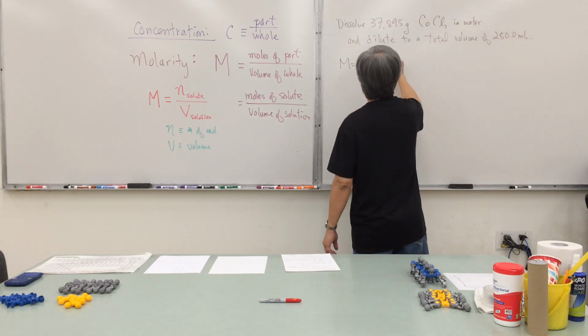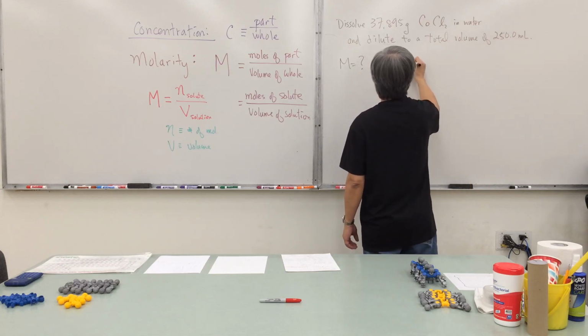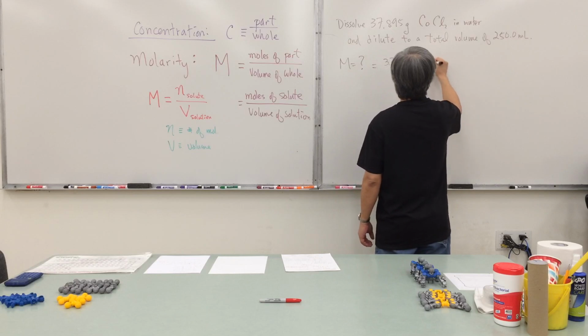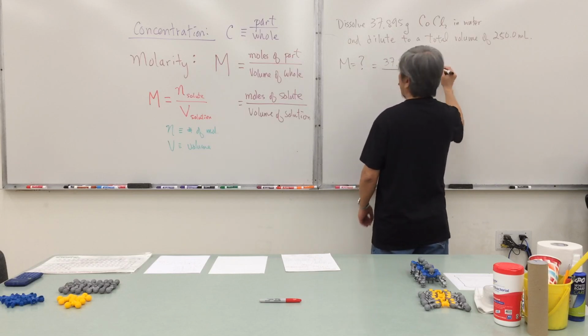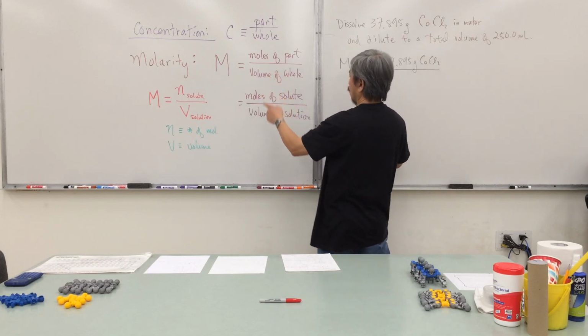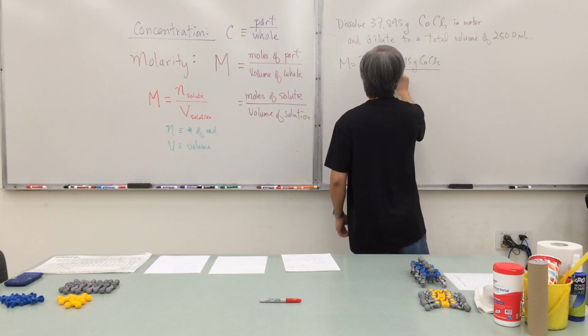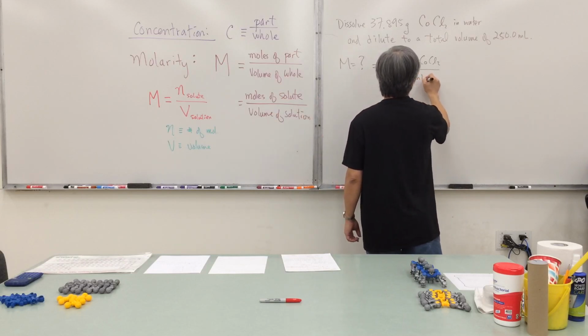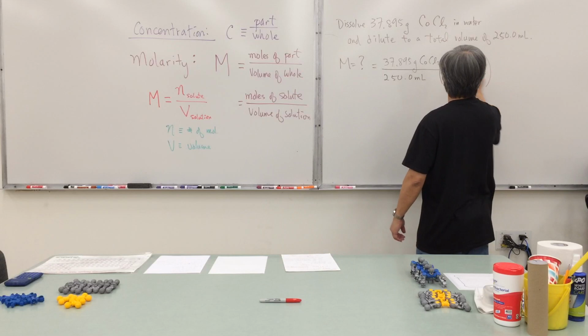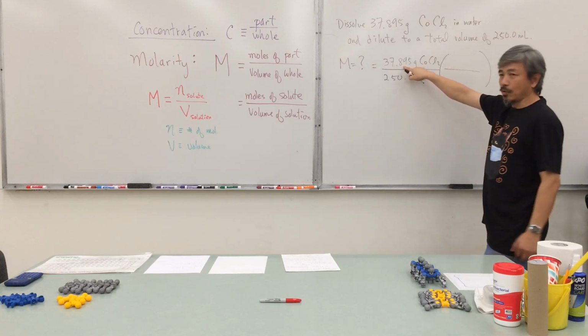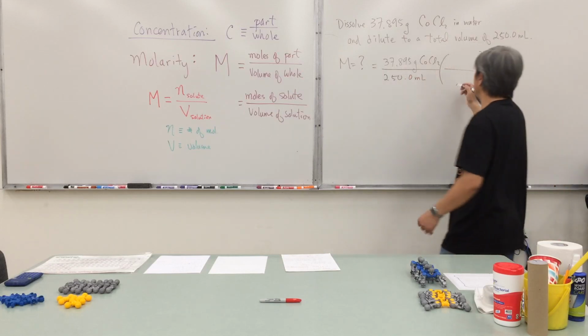So let's start off with then 37.895 grams of CoCl2, and of course divided by, so this is again, amount of solute over volume. The volume is 250.0 milliliters. Okay? The first thing I need to do, of course, is to make sure that I convert my grams to moles of substance. And we know how to do that.